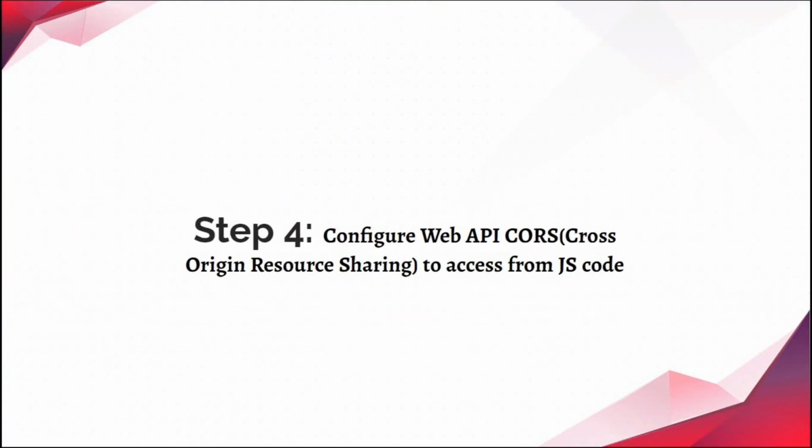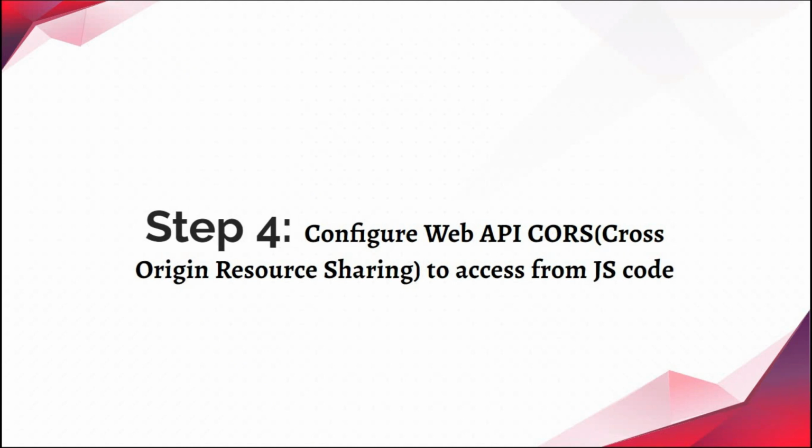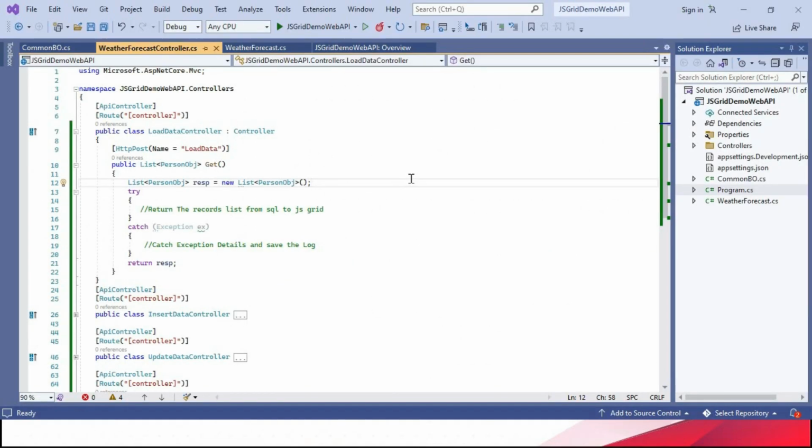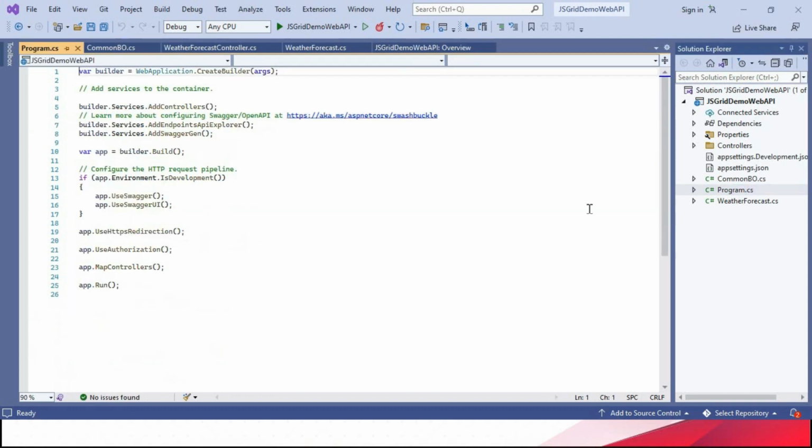Step number 4, configure Web API CORS to access from JavaScript code. To do CORS-related configurations, please click on the Program.cs file. And here we need to add some CORS policy.